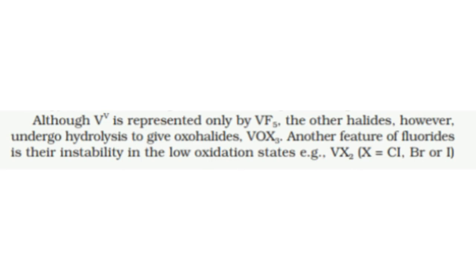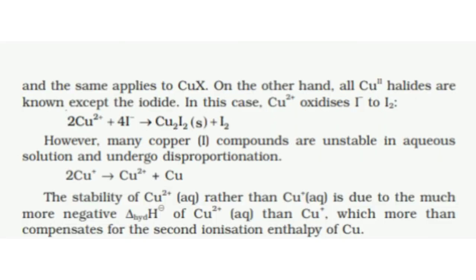Another feature of halides is their instability in low oxidation states, for example VX2, where X equals chlorine, bromine, or iodine. The same applies to CuX. On the other hand, all Cu(II) halides are known except the iodide. In this case, Cu2+ oxidizes I- to I2.